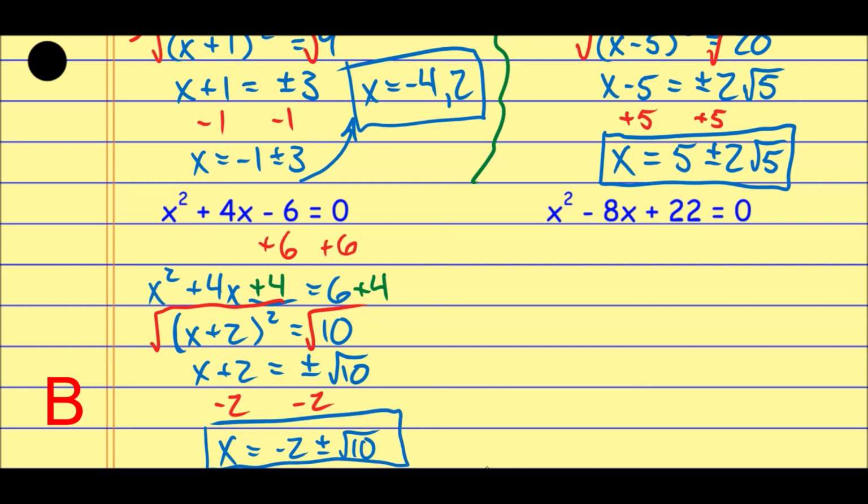Okay? If I ask for a decimal approximation, you have to punch into your calculator: negative 2 plus root 10, enter. And then separately, you have to do negative 2 minus root 10, enter. Okay? If I look at the next one, same kind of thing. Let's create some space. So I'm going to create space by subtracting this 22 from each side.